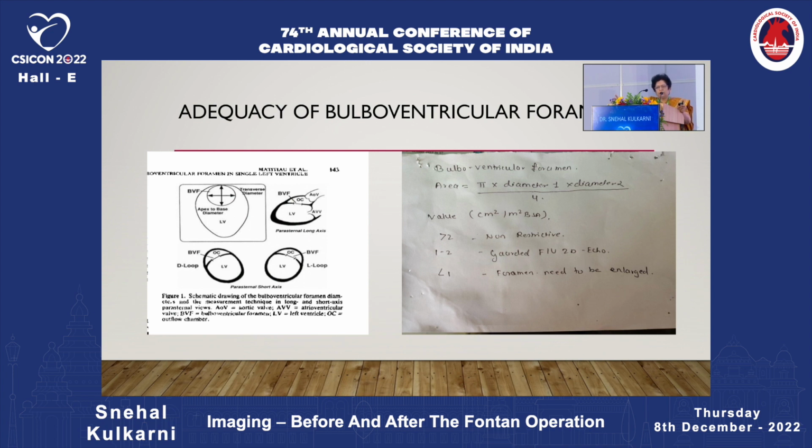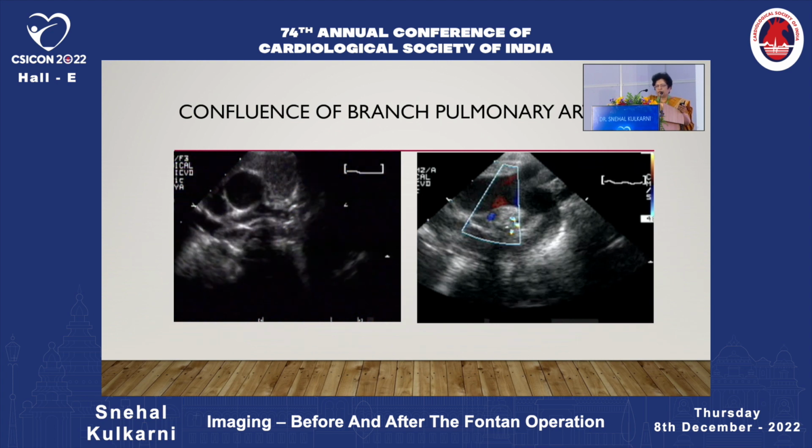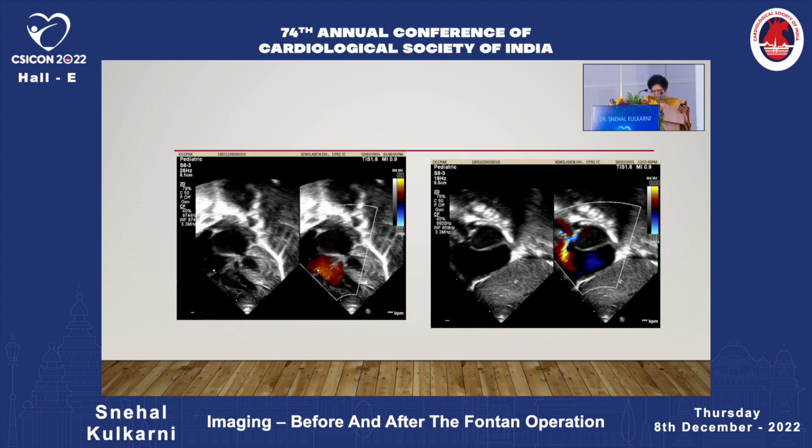We have to image in parasternal long axis and short axis, and there is a formula which is pi into diameter 1 and diameter 2 divided by 4. And if your bulboventricular foramen is more than 2, it is non-restrictive. If it is less than 1, it is significantly restrictive. So it's very important to assess the adequacy of the bulboventricular foramen, because otherwise it can potentially cause a subaortic obstruction. At the same time, for a univentricle repair, it's very important to see the sizes and the confluence of branch pulmonary arteries before doing any palliative procedures.